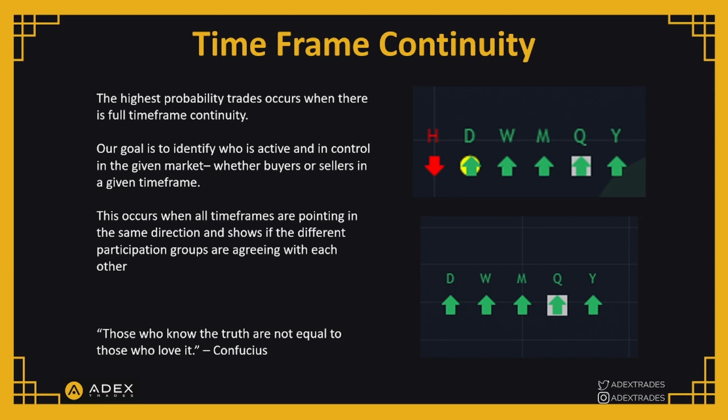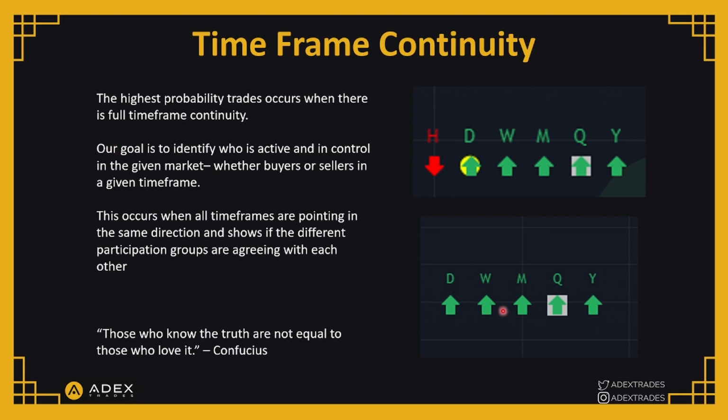Okay. Ideally, with the strat, we want to identify and trade stocks that are moving in the same direction in all time frames. So in other words, the best opportunities will tend to lie in stocks that are trading in the same direction on the quarterly, monthly, weekly, and the daily candlesticks. If a stock is trading and aligning to these principles, we call this full time frame continuity.